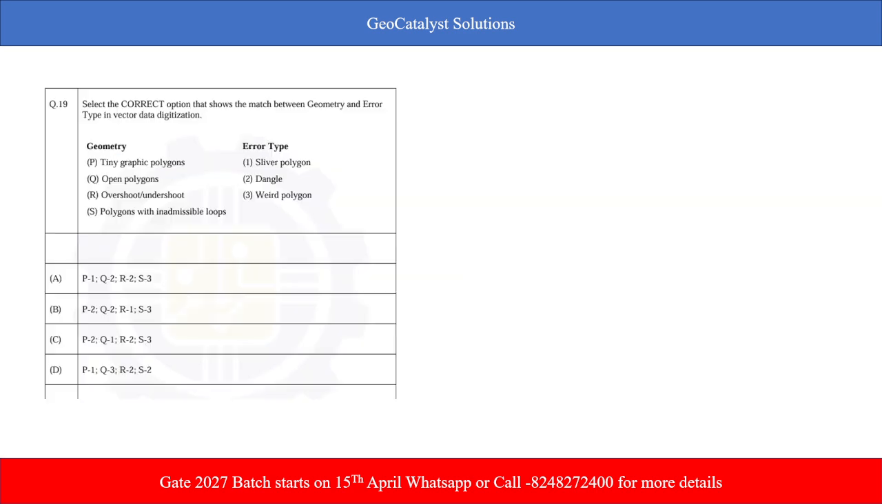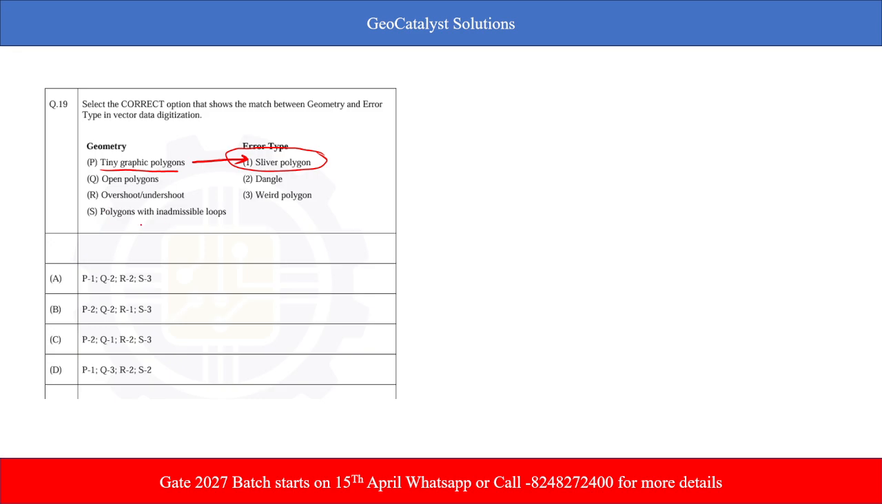Okay, coming to 19. So question 19 is on topographic polygons. So what are tiny graphic polygons? These are small unwanted polygons created due to boundary mismatches. Okay, so these are small, unwanted polygons that are created due to boundary mismatch. So those are sliver polygons. Okay, so tiny graphic polygons are sliver polygons.